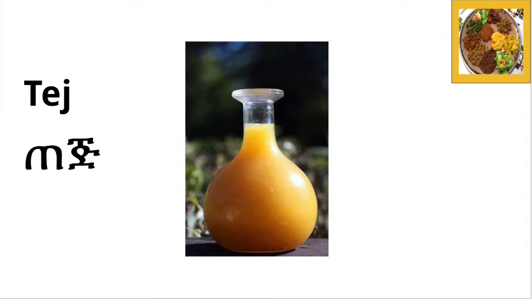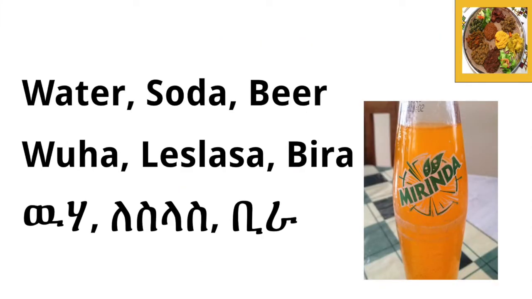Here in this picture, I have pictured a Morinda, which is a very popular Ethiopian soft drink. It's like an orange soda. It's very sweet. It's really, really good. Very popular with kids.